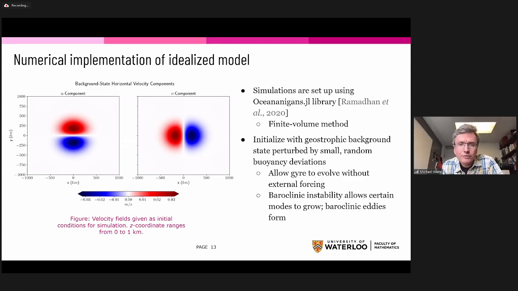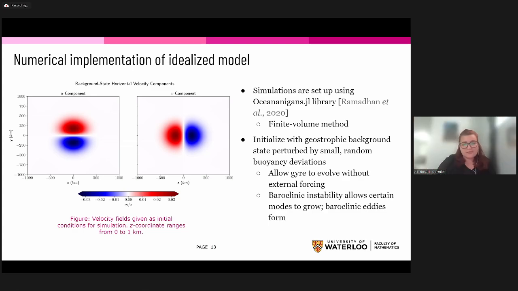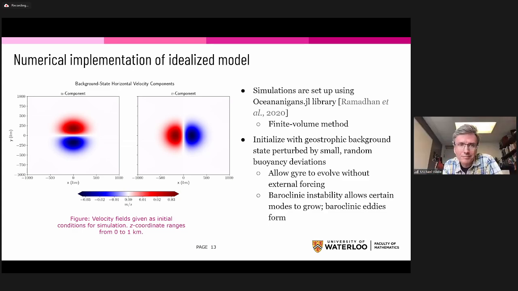And how did you choose the initial conditions, like the shape of the gyre? Just assuming geostrophic balance, and the shape of the gyre was informed by the pressure profiles that we saw in the ECHO data. It tends to be sort of Gaussian. Great.